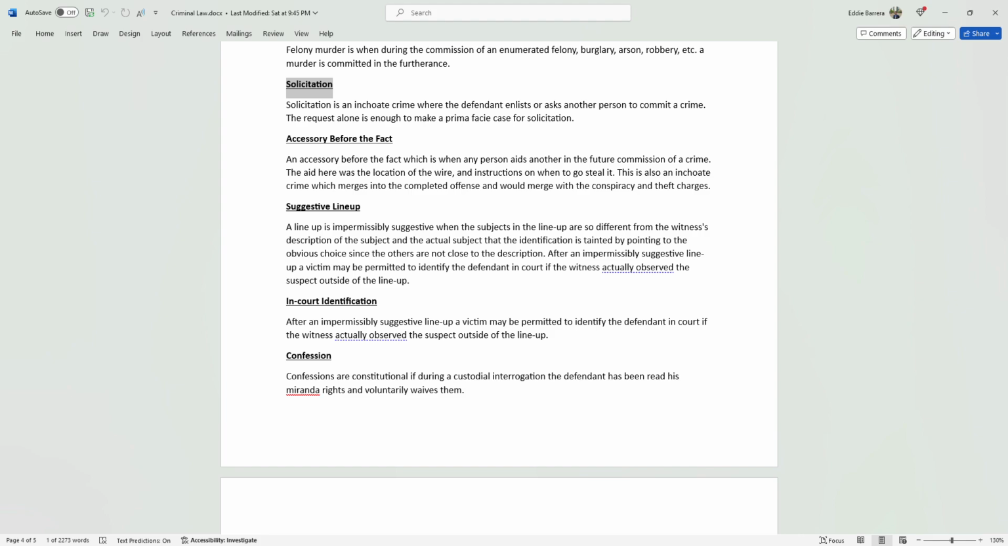Solicitation. Solicitation is an inchoate crime where the defendant enlists or asks another person to commit a crime. The request alone is enough to make a prima facie case for solicitation.